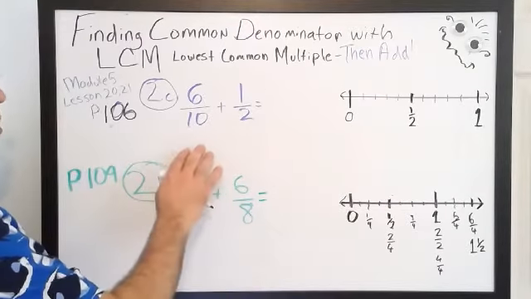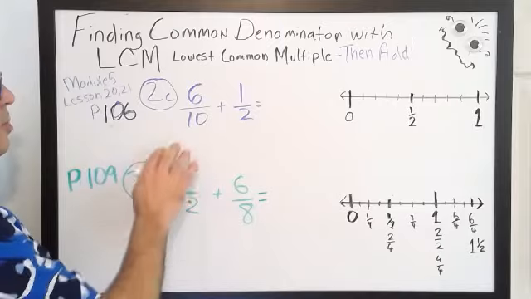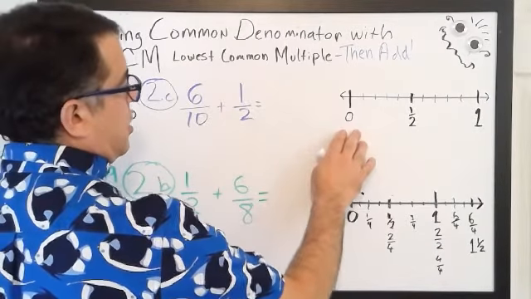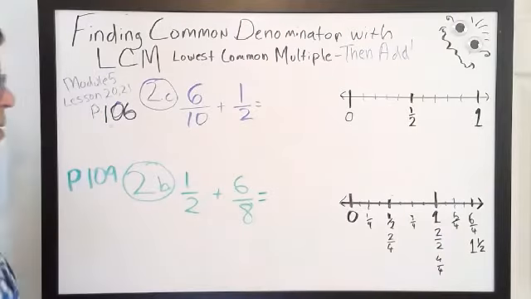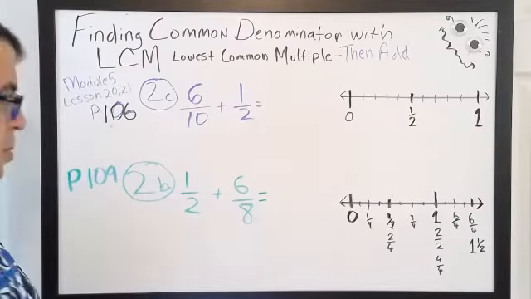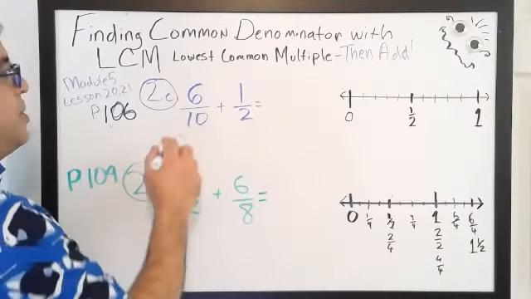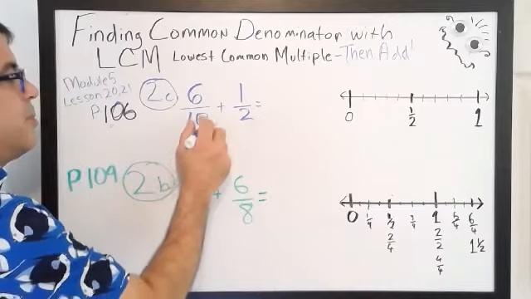Also, they're going to ask you on these two problem sets to make a model of it using a number line. So that's what we're going to go over on the whiteboard. All right, let me get my blue marker. And let's look at 2C here. It says 6/10 plus 1/2.